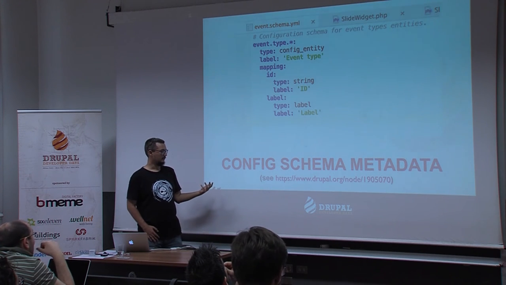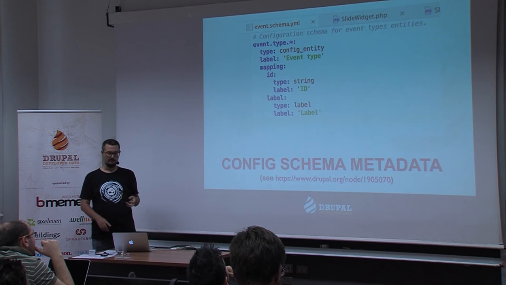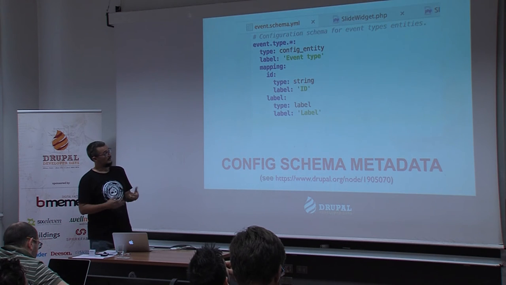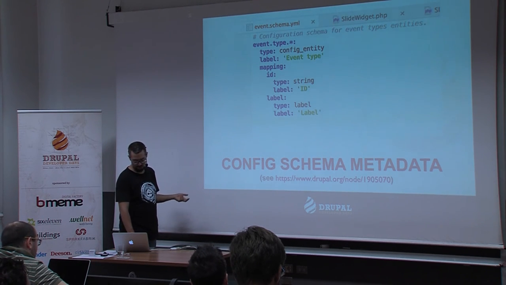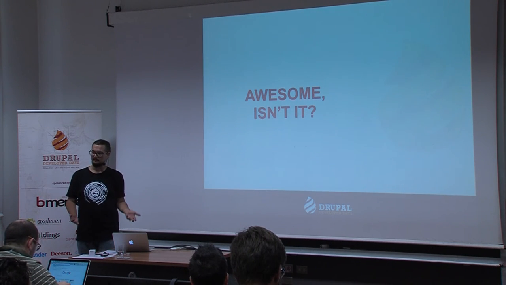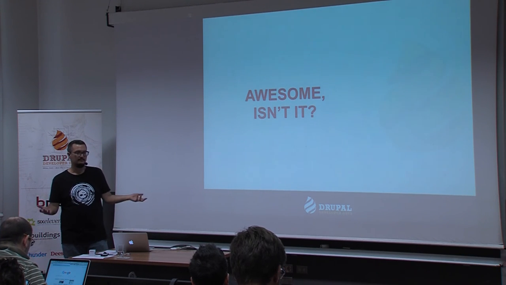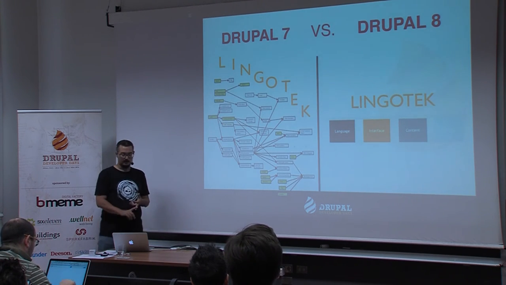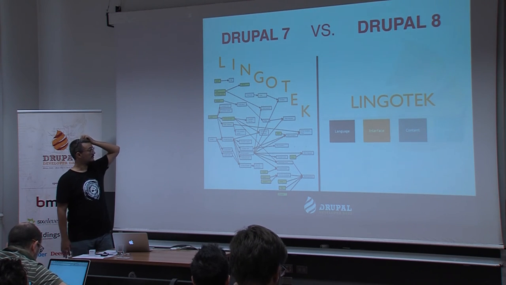And the documentation for the config schema is at this URL, and there is a cheat sheet there which contains all the types you can use. So it's a very useful resource to have handy. Isn't this awesome? It's really easy to make. If you had done this with Drupal 7, it was really hard, and in Drupal 8, it mostly works out of the box. Another extra thing is that you can build on top of this.